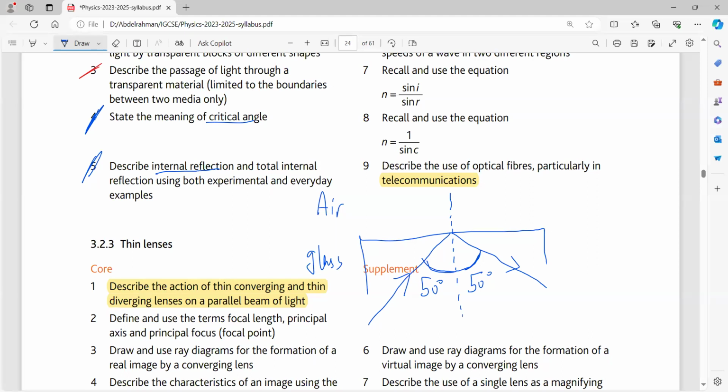I know it's tempting to write down reflection, but if you, for any reason, write down reflection, it would be wrong. It is not called reflection. You have to say total internal reflection. If you write down reflection and that's it, you will definitely lose a mark. So what is it called? It's called total internal reflection.